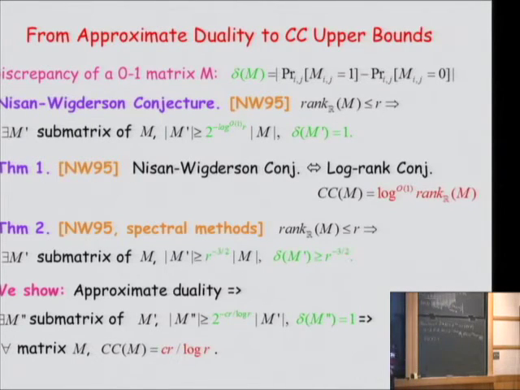Okay, so the size of M prime is more than enough. It's here 2 to the minus log R, so the size here, no complaints. This is really more than enough. What is not enough is that we need to find a monochromatic submatrix.